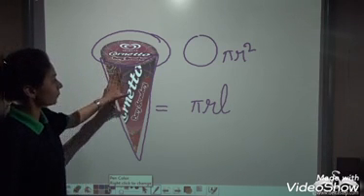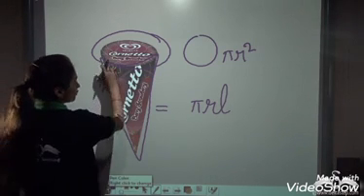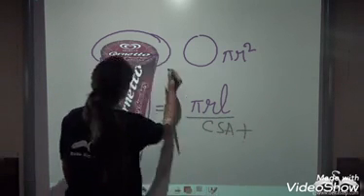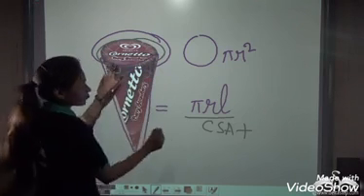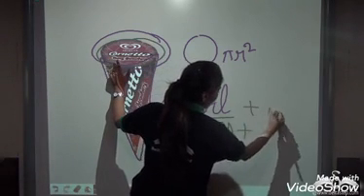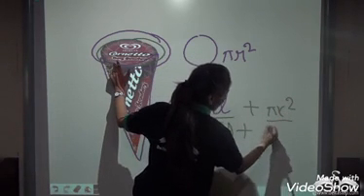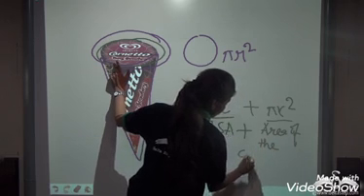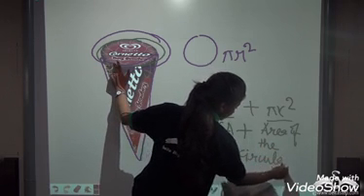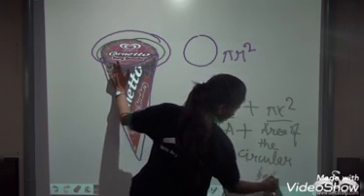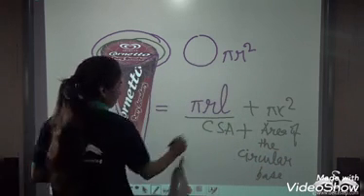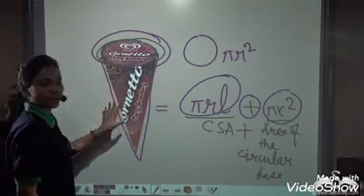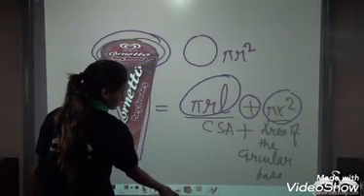So to find out how much paper this actually requires, what we'll do? First we'll find out pi r l, that is the curved surface area, plus the area of this paper, that is pi r square. That is the area of the circular base. So this plus this will give us the total surface area required for this cone.